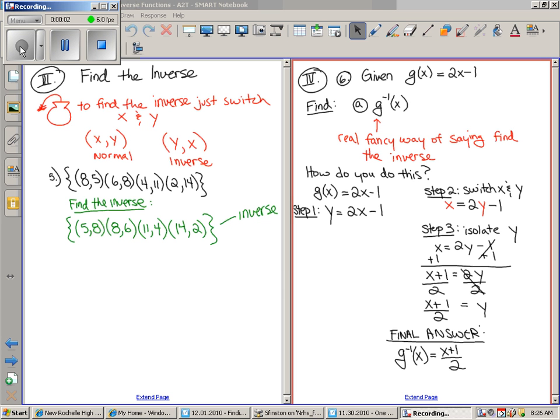All right, part two of yesterday. We didn't get to finish our entire lesson yesterday. We were up to this part where everybody got confused, finding the inverse. Let's talk about finding the inverse. How do you find the inverse? You switch the x and y.